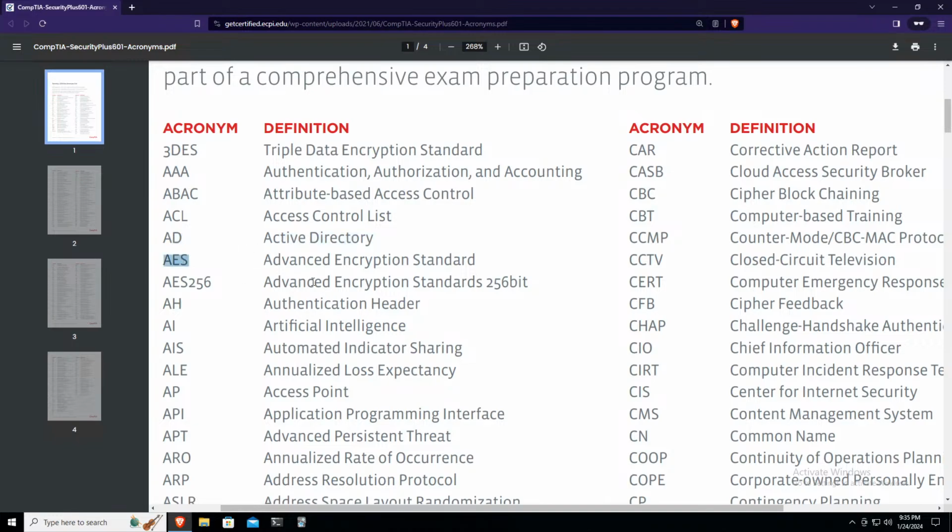AES encryption, Advanced Encryption Standard. There are various forms of this, like the one below it, AES 256. So this is another encryption standard.